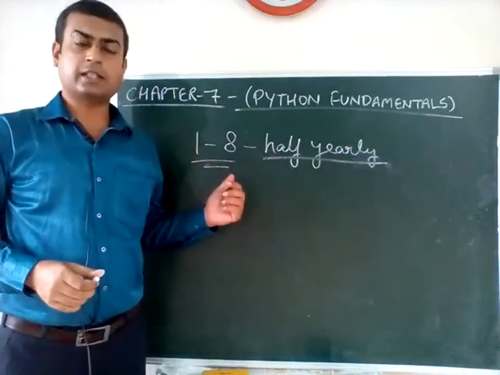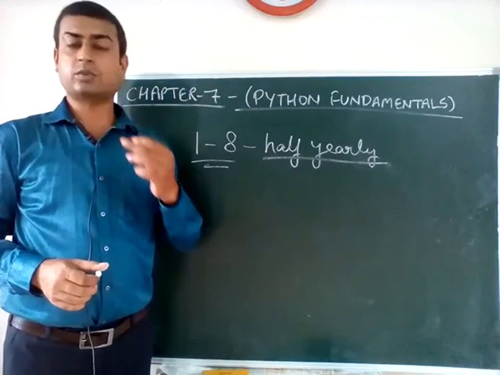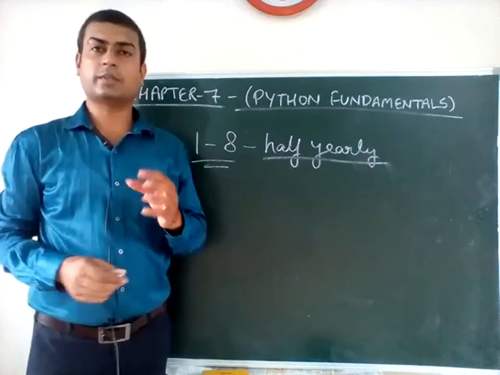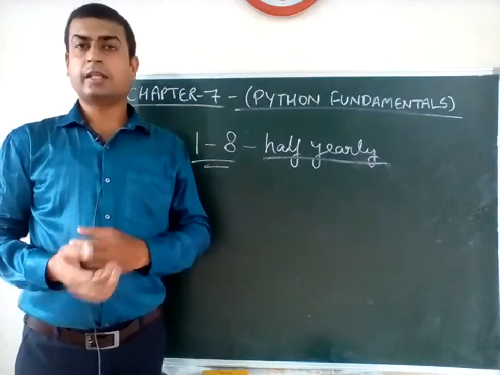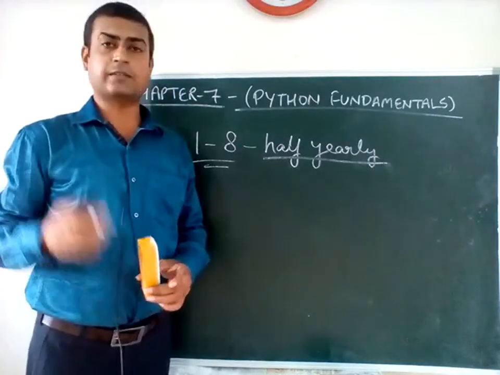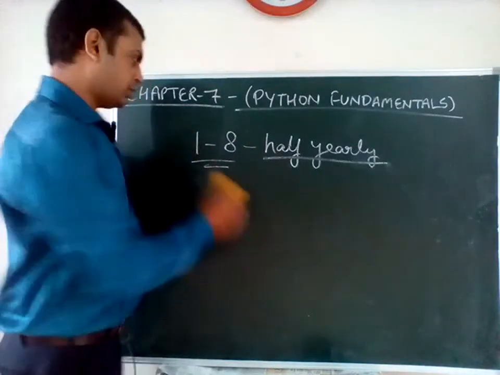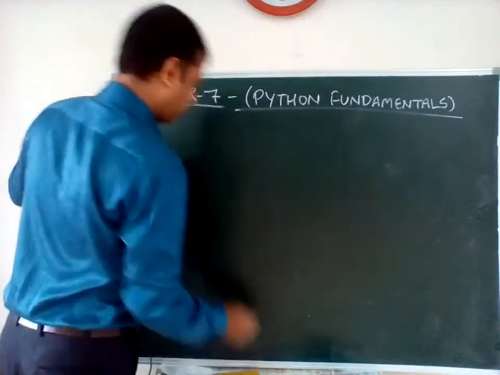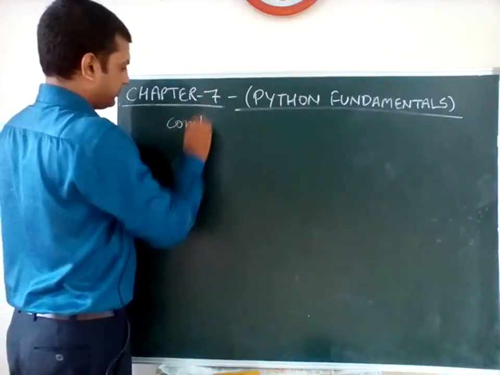From 1 to 8 it will come in your half yearly. You have to go through the lessons, and focus mostly on the main points that are given and the programming part as well. In your programming part, the 5 questions which were left, I have solved and given you the solution also, and one question that I want to discuss with you is compound interest.